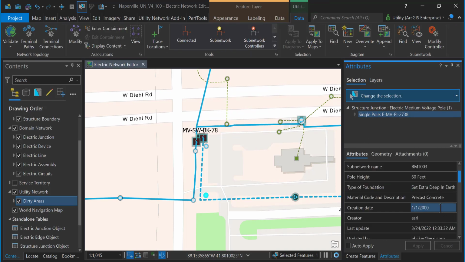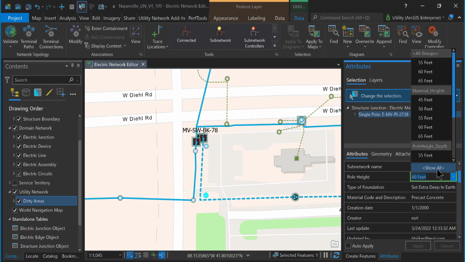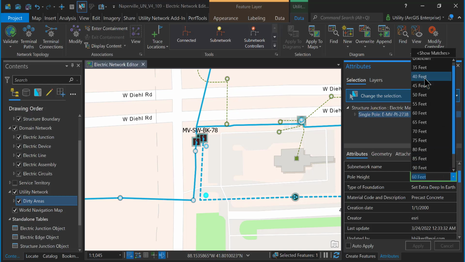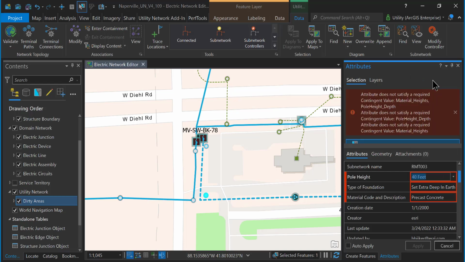So right now, the attributes of this pole are telling me that the pole is 60 feet tall, it's set extra deep in the earth, and I have a material code of precast concrete. Now, I have some paperwork on my desk that says that this pole is actually not 60 feet, but it's actually 40 feet. And as soon as I change that, we'll notice that some things have happened.